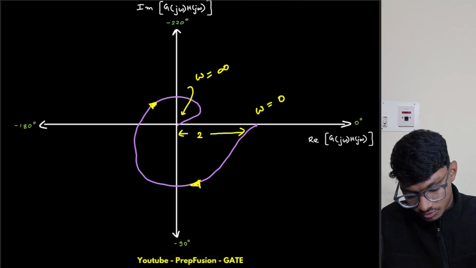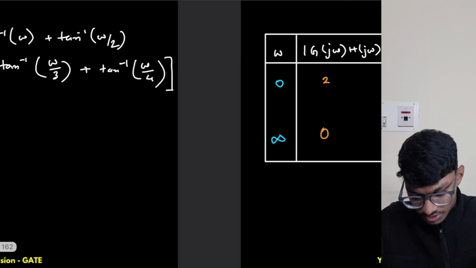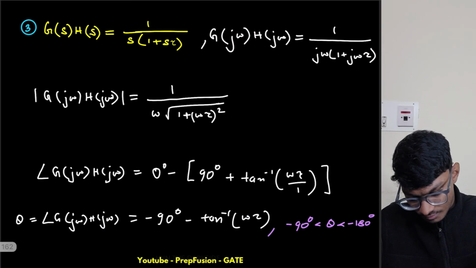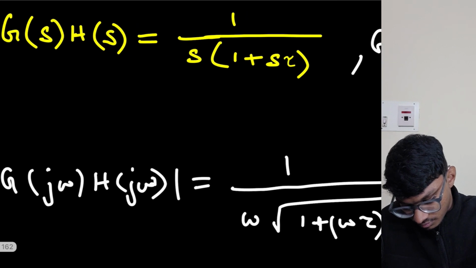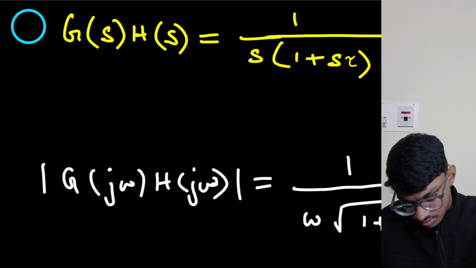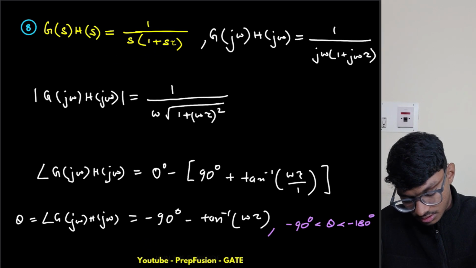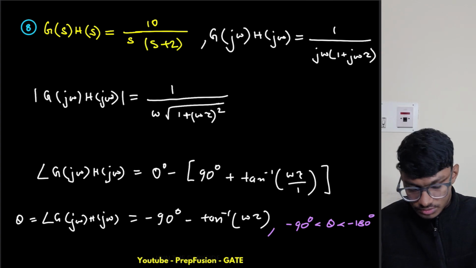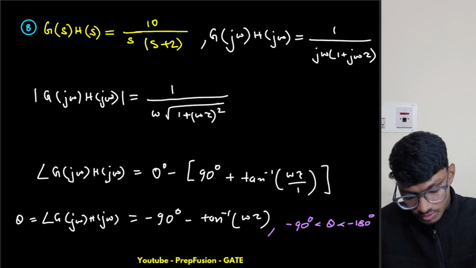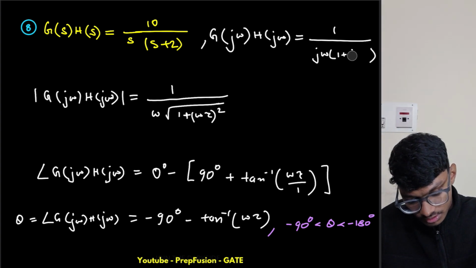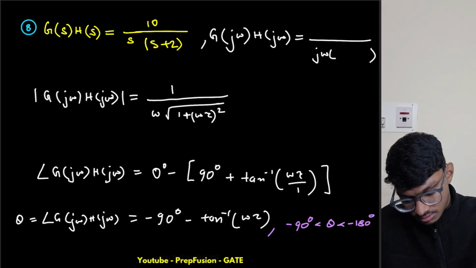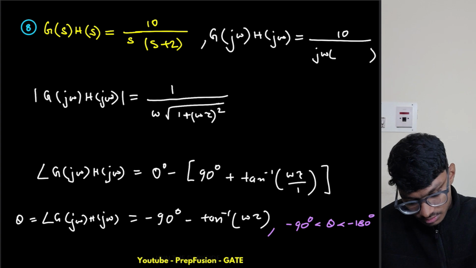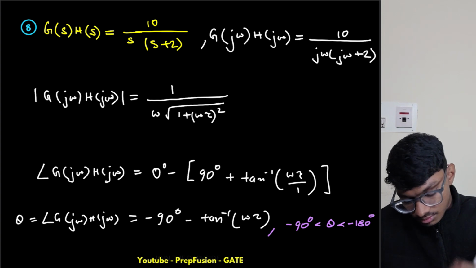This is some other part, I will show you later. So this is not question 3, this is question 8. So this was basically S1, like it was 10 by s into s plus 2, right? Now if I put s equals j omega, what do I get? This will be changed to 10 by j omega into j omega plus 2. And what is this?